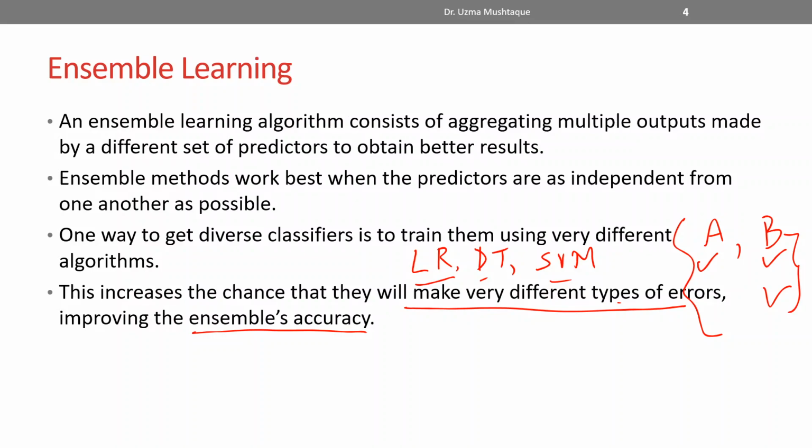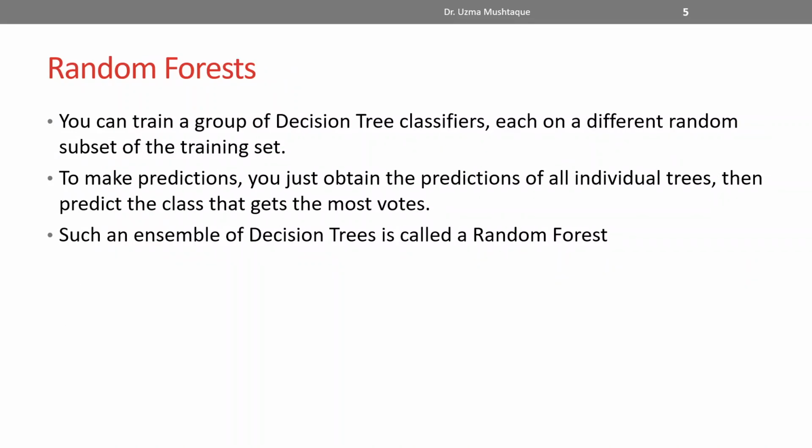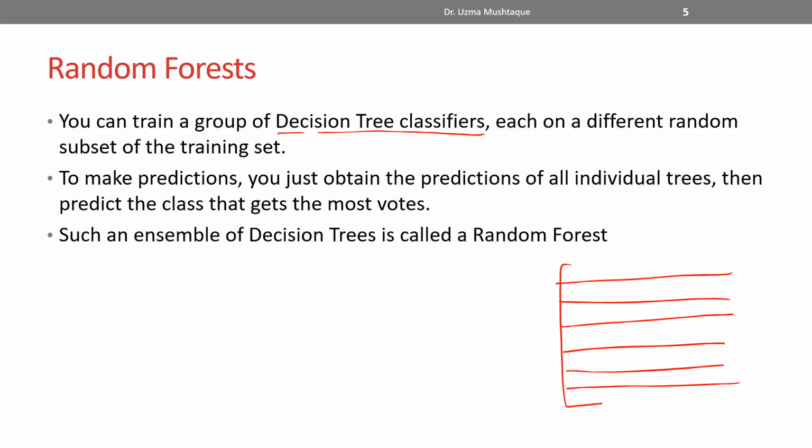Okay, so one such algorithm is random forest. What random forest does is it does not use different algorithms, rather it uses the same decision tree classifier on a different random subset of the training set. If, for example, I have this training set where I have line 1, line 2, these are observations. What I'm going to do is pick up, let's say, observation number 1, observation number 3, and observation number 9. And I'm going to train my model. So this is going to be my first training set.